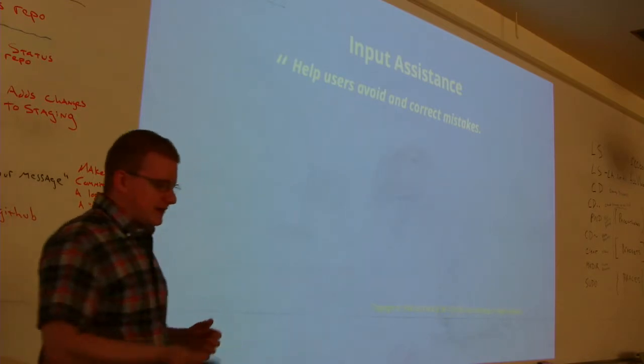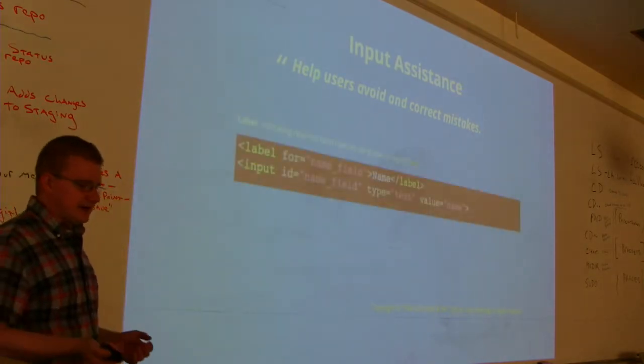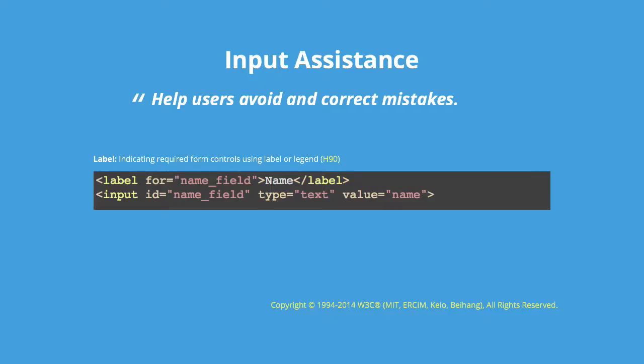And the last one is input assistance: help users avoid incorrect mistakes. So inputs are a large part of how we use the web, and I mentioned this earlier in the week when we were talking about components, but whenever you have an input field, you have to have a label field alongside it, and that's very important. Because otherwise you're going to get to the input field and not know what it's for.